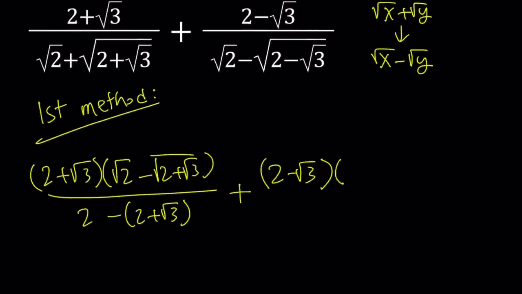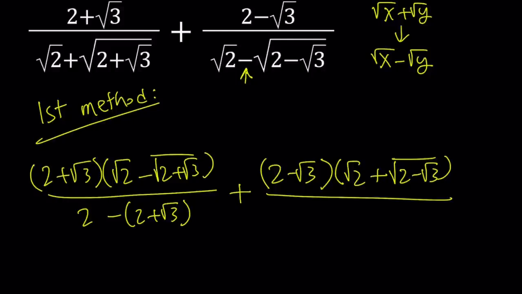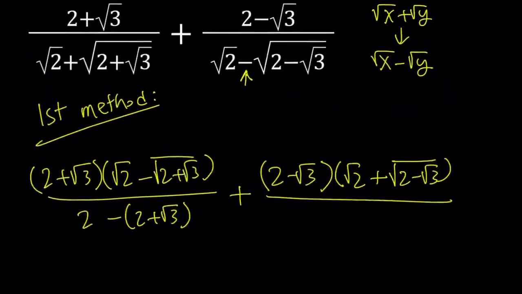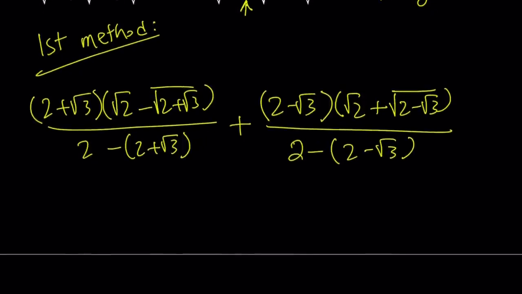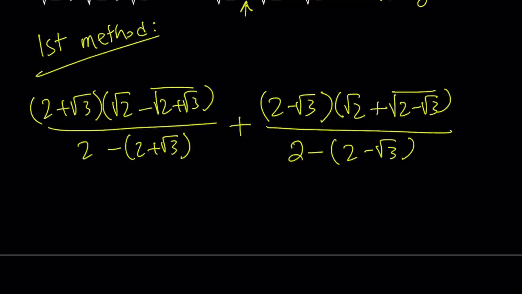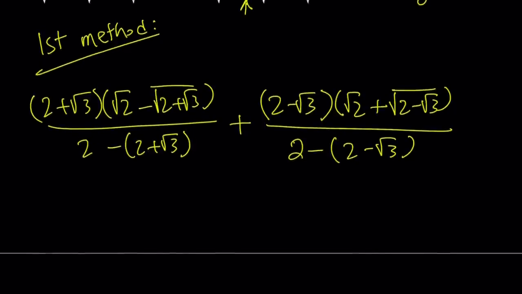So the second one is going to be multiplied by root 2 plus, notice that we have a minus sign, so its conjugate is going to have a plus sign, plus the square root of 2 minus root 3. And the bottom is just going to be the difference of two squares, which is pretty much similar to the first one, but it's a little different because we're subtracting a 2 minus root 3. Okay. So let's go ahead and simplify each one of these, and then at some point we're going to make a common denominator and then go from there.